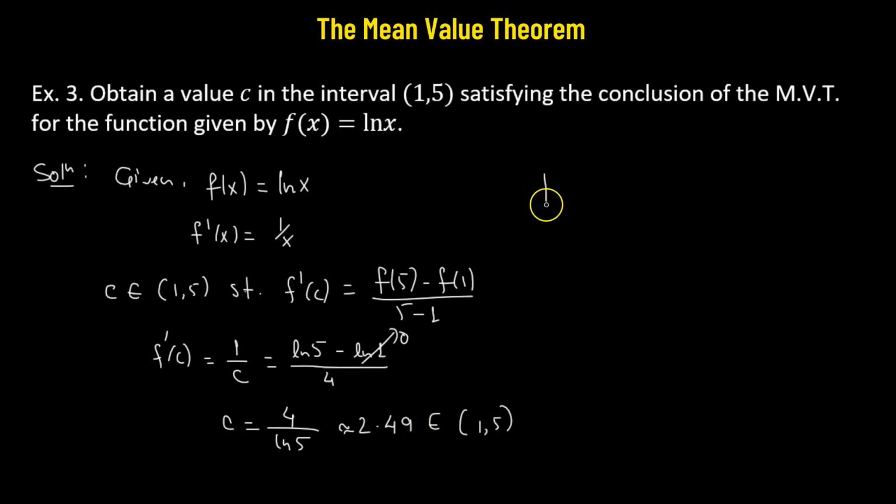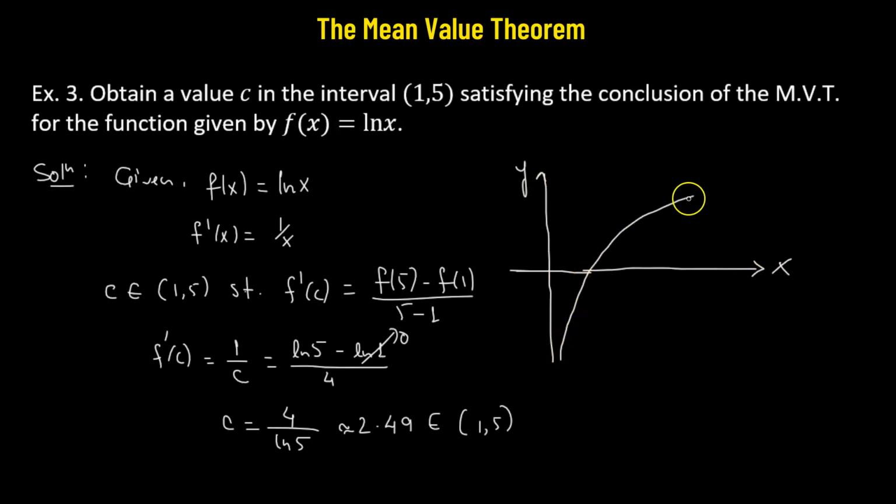So if we try to sketch this problem, this is our y-axis and we have our x-axis and our logarithmic function looks like this. So this is the point 1. We'll consider the point x equals 5. So there lies between 1 and 5 a point c, which is 2.49 or approximately 2.5. At this point, first we'll draw a tangent line at this particular point A, and we also draw the secant line.